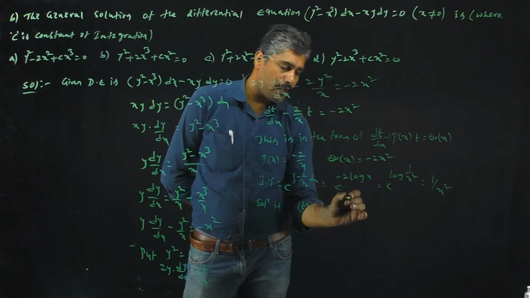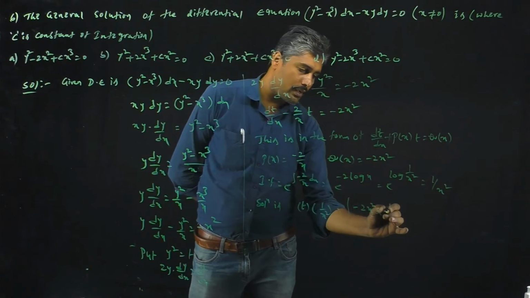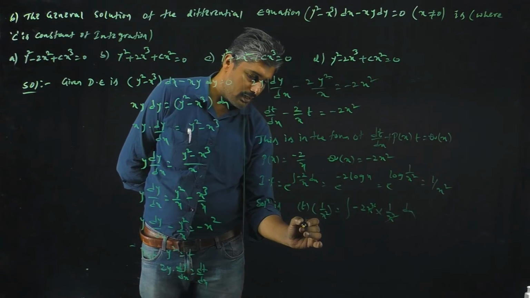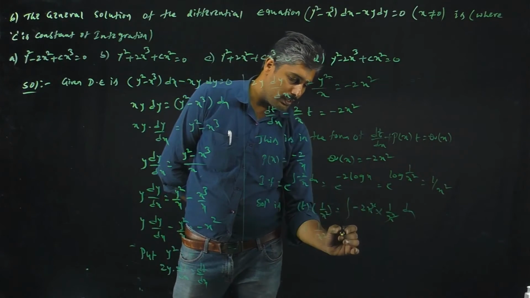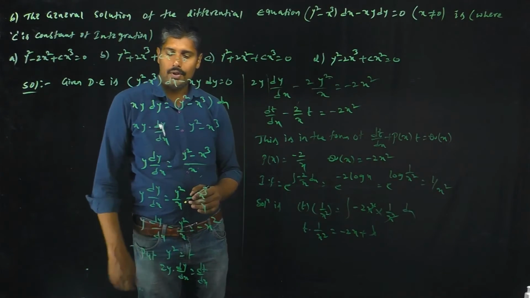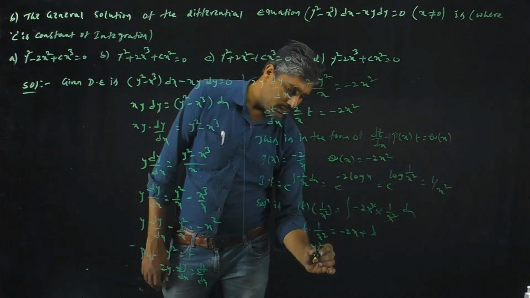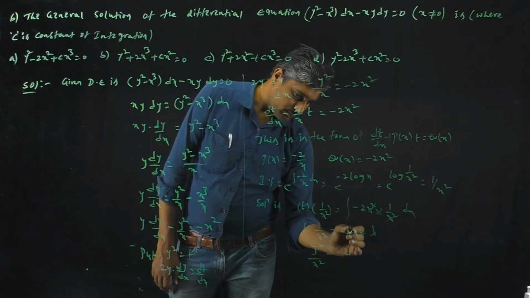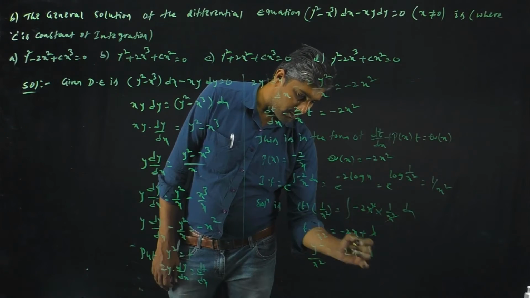Therefore, the solution, as this is the linear differential equation in t, is t into integrating factor equal to integral of q of x into integrating factor, that is integral of minus 2x square into 1 by x square dx. Here x square cancels, then t into 1 by x square equal to minus 2 times the integration, that is minus 2x plus another constant lambda. We know that t equal to y square, therefore y square by x square equal to minus 2x plus lambda.